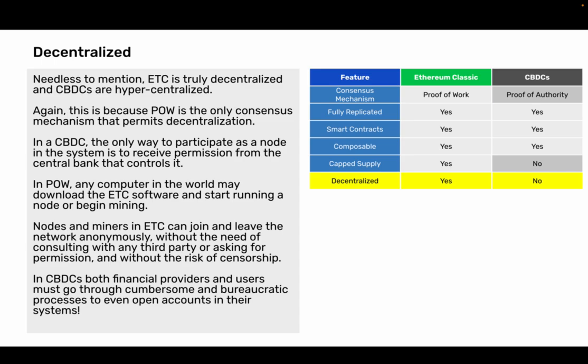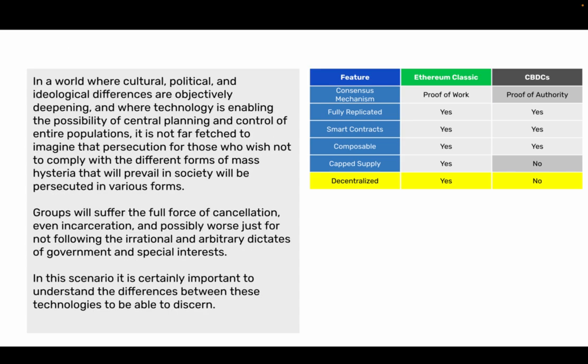In CBDCs, both financial providers and users must go through cumbersome and bureaucratic processes to even open accounts in their systems. In a world where cultural, political, and ideological differences are objectively deepening, and where technology is enabling the possibility of central planning and control of entire populations, it is not far-fetched to imagine that those who wish not to comply with the different forms of mass hysteria that will prevail in society will be persecuted in various forms.